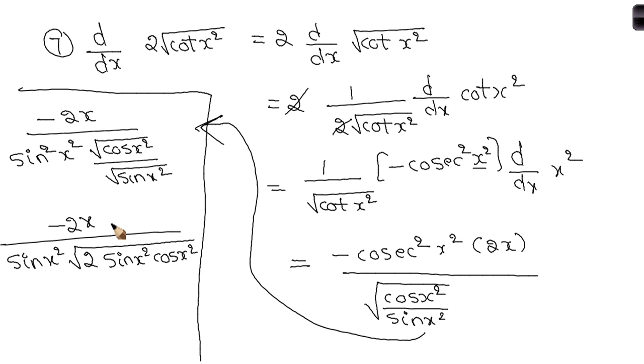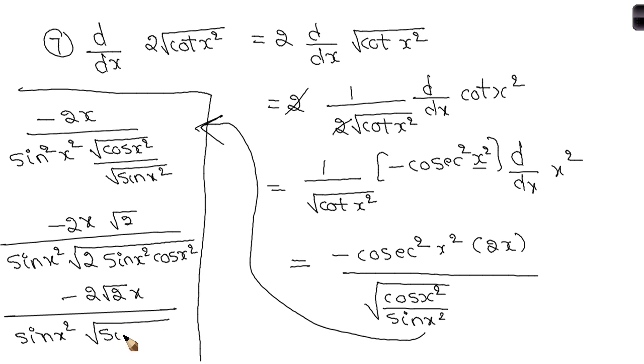Multiply with root 2 in the numerator and denominator, because 2 sin x cos x is sin 2x. So this becomes minus 2 root 2x upon sin x square into sin of 2x square, sin 2x, but instead of x I do have sin x. So this is the most simplified form.